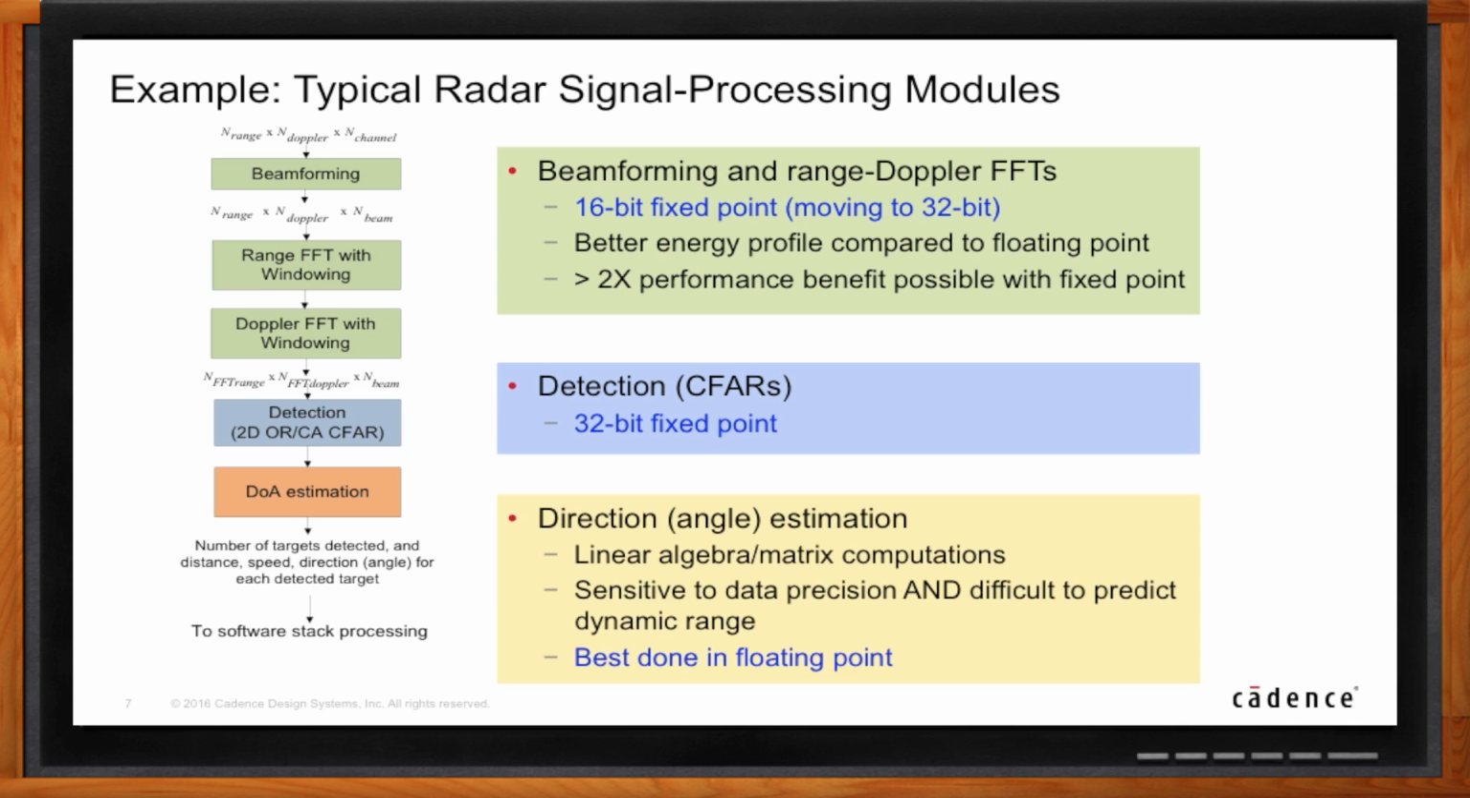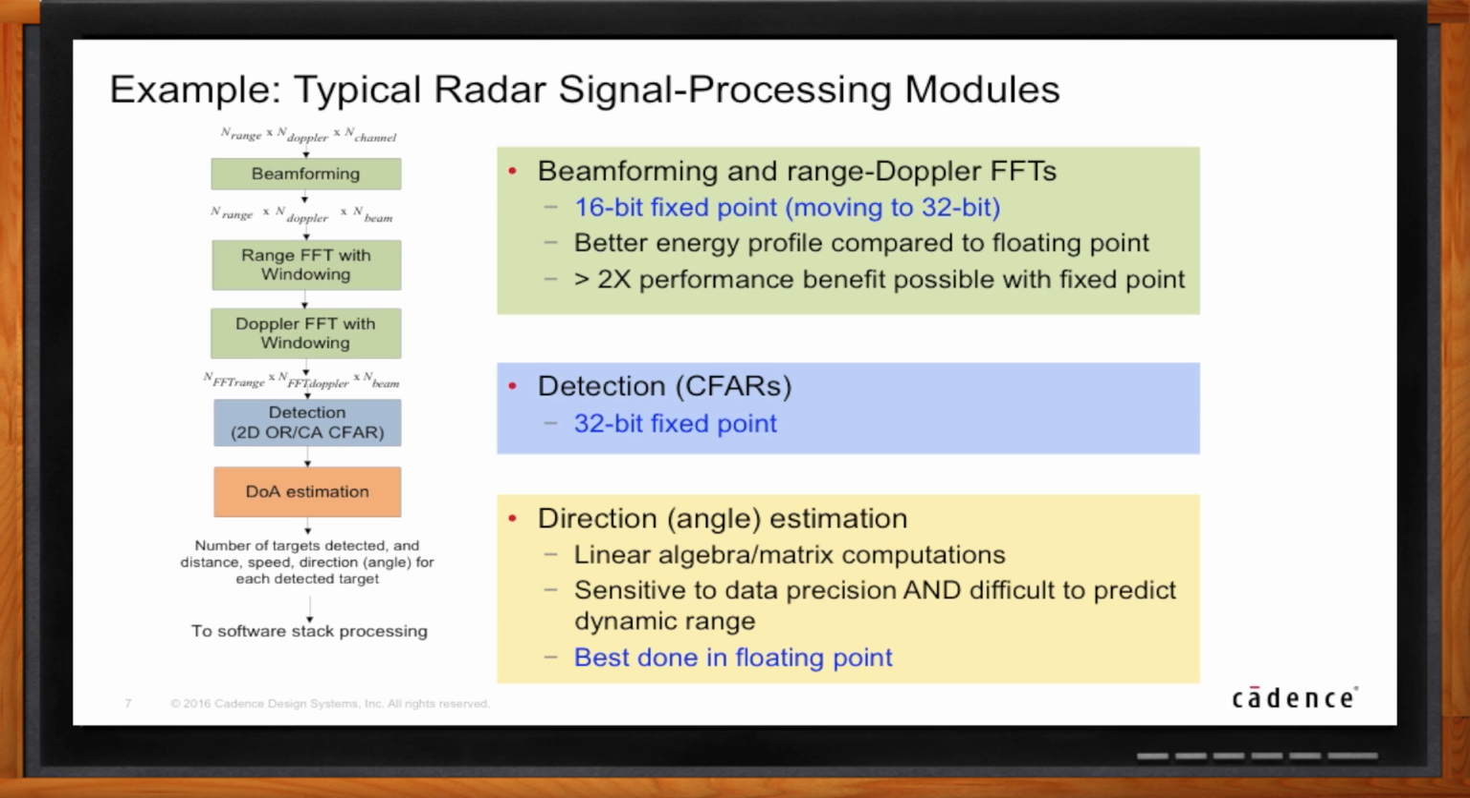And the direction of arrival algorithms, the so-called DOA or direction estimation algorithms, they need a lot of matrix and linear algebra computations, which are very sensitive to data precision, and it's very difficult to predict the dynamic range of the numbers when these algorithms are used. So these are best done in floating point. So you see in this radar signal processing application, parts of the algorithms done in fixed point and other parts of the algorithms done in floating point.